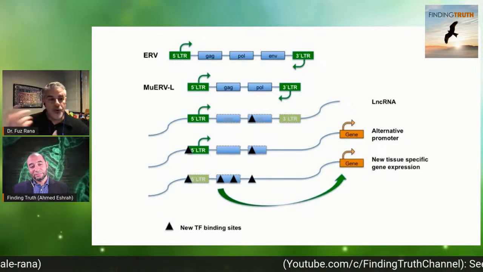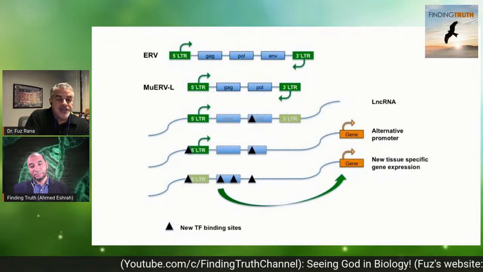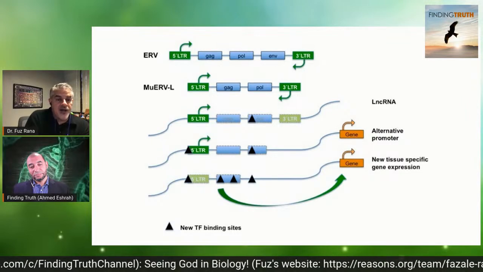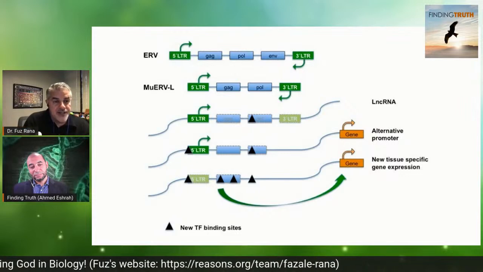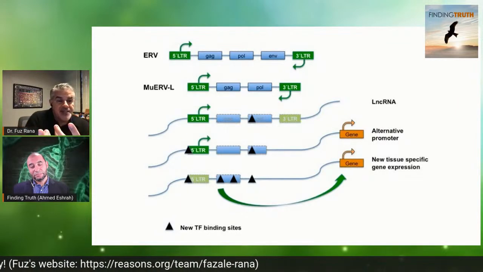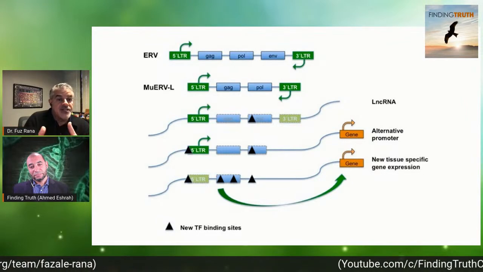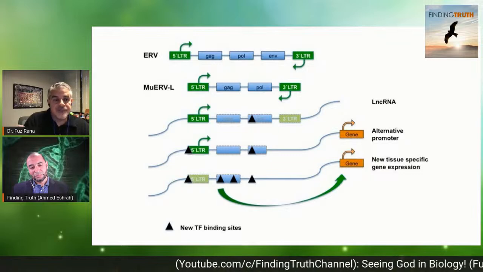So in other words, just the similarity between long terminal repeat sequences in a retrovirus and in the genome of eukaryotic organisms isn't necessarily compelling evidence for common descent. And again, it makes better sense, I believe, from a design perspective, or at least the design perspective is an equivalent explanation. Yeah.